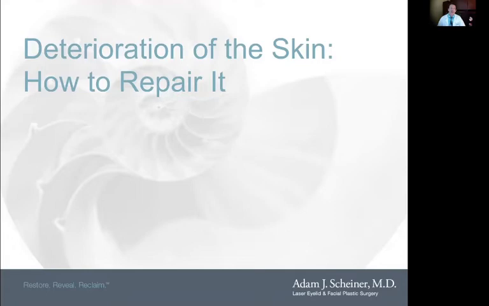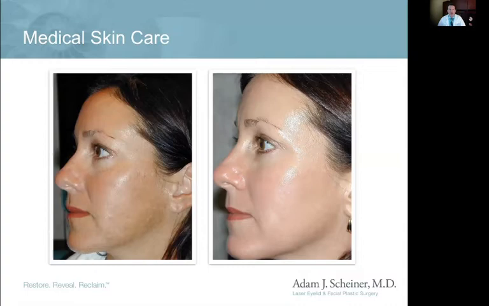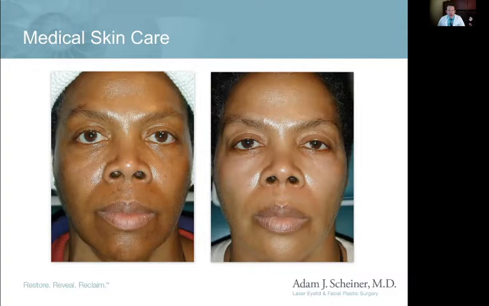Okay, enough about damage, how to repair it. Well, medical skincare, tretinoin, and hydroquinones can help. And then there are medical procedures that we do: chemical peels, laser skin care, laser skin resurfacing. Here's medical care. This woman was a tennis player. She had darkness along her jawline. This is medical skin care. This woman also had small spots on her cheek and in the temple area, and we helped with medical skin care. This woman was a little bit darker, but she had darkness on her upper lip and on her chin, and medical skin care helped to improve that darkness.